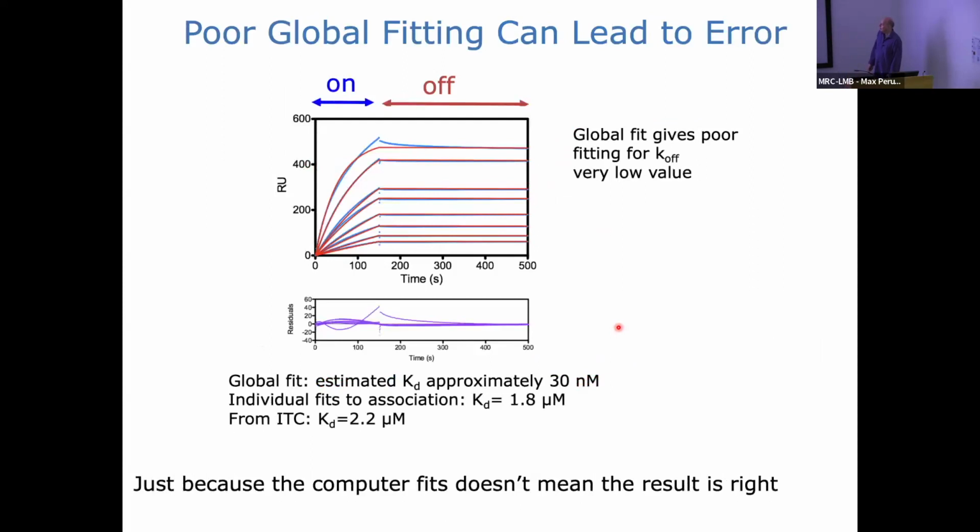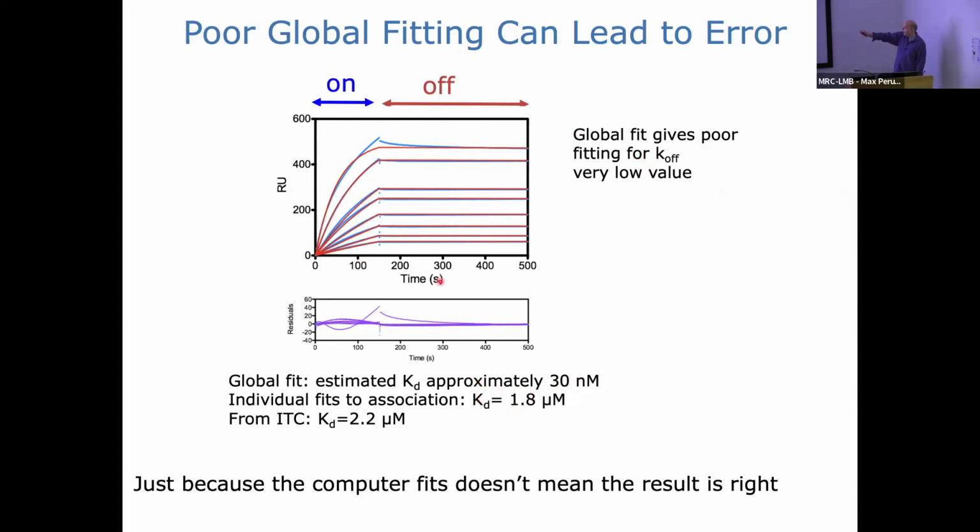And here's an example where global fitting can get to error. In this case, again, this is a reproduction of a published method, and this is again with SPR, and the global fitting gave a very, very low K off. It fitted very nicely. That was all very nice. So it gave an estimated KD of 30 nanomolar. That looked very, very tight.